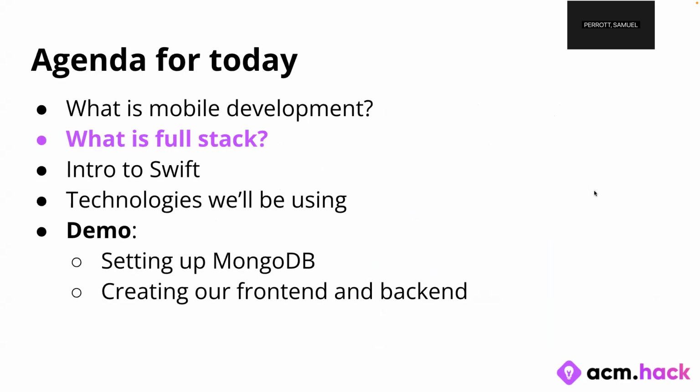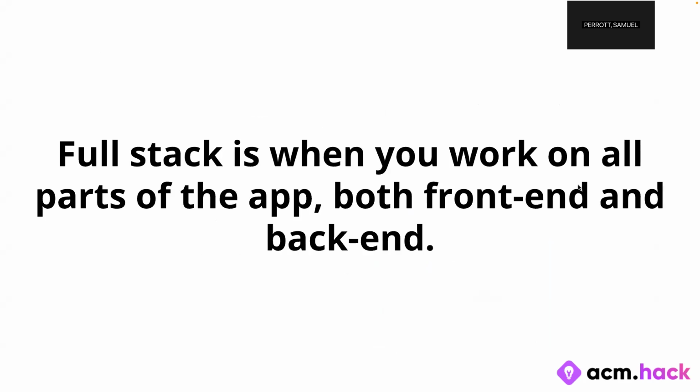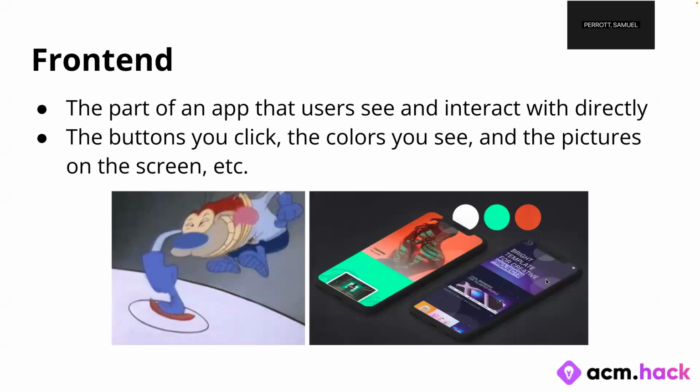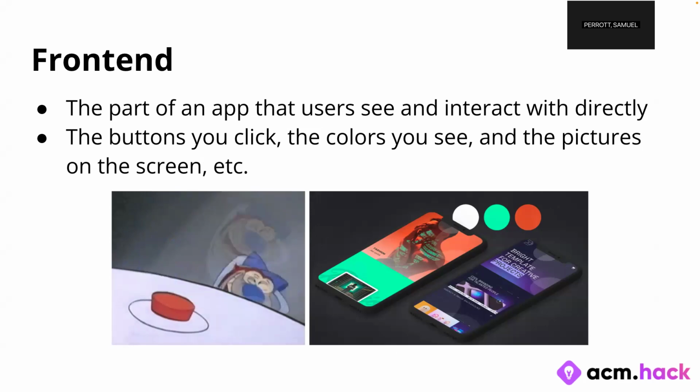Okay, so now we're going to go over what full stack is. So full stack is a type of development where you're working on all parts of the application that you're building, both the front end and the back end. So the front end of an app is the part of the app that the user can see and interact with directly. It includes the buttons that you click, colors you see, and pictures on the screen. So basically everything that you can interact with and see when you open up the app on your device.